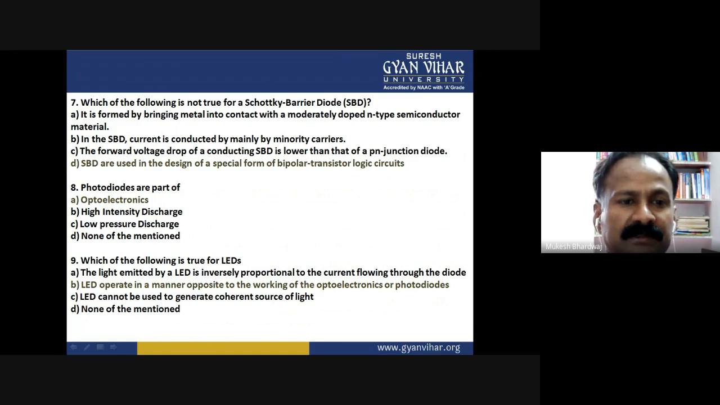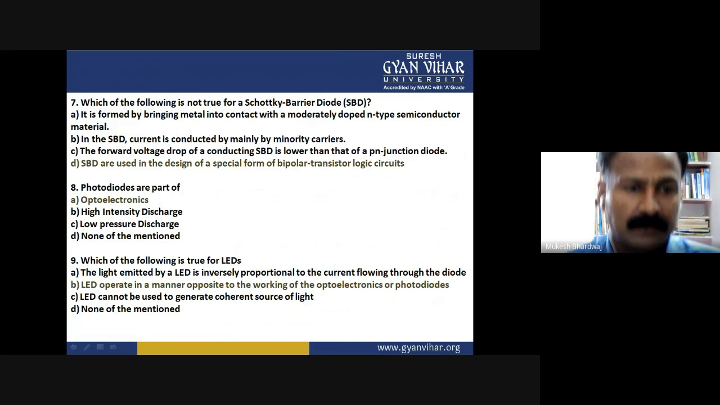The photodiodes are part of optoelectronics. B. High intensity discharge. C. Low pressure discharge. D. None of the above mentioned. So photodiodes are part of optoelectronics. So option A is the right answer.